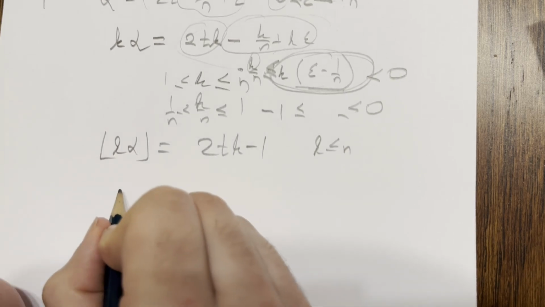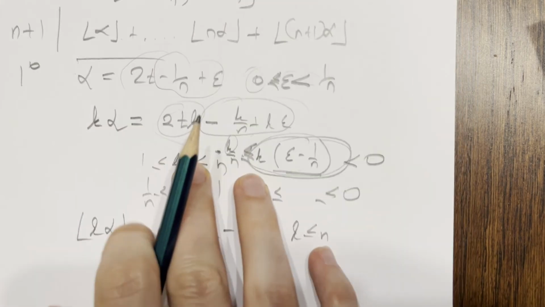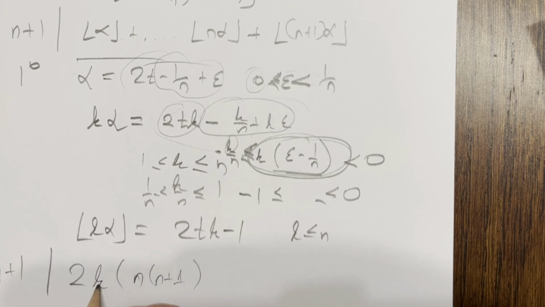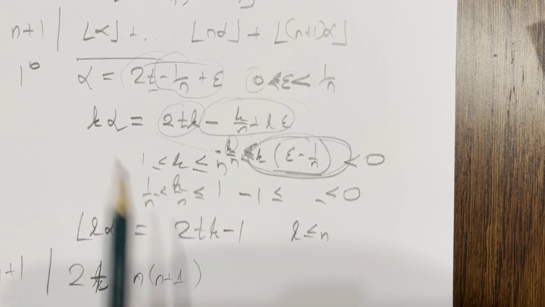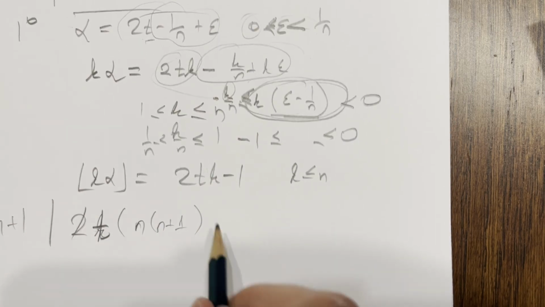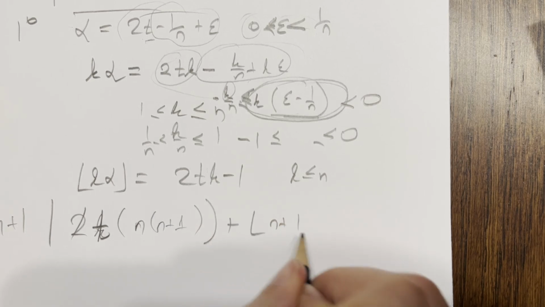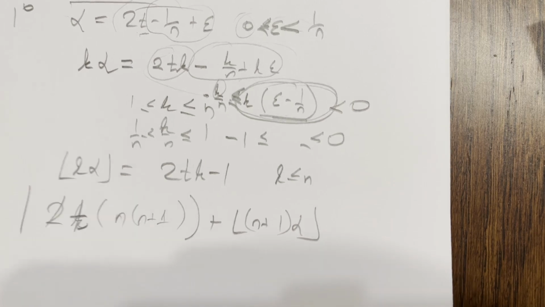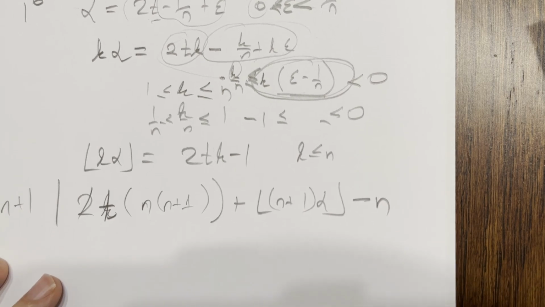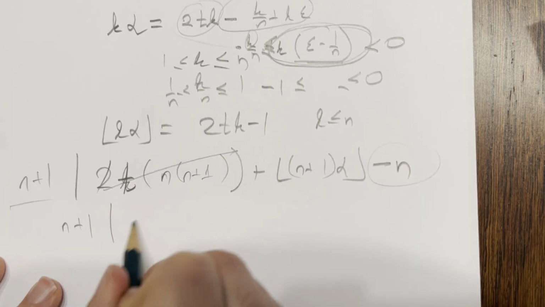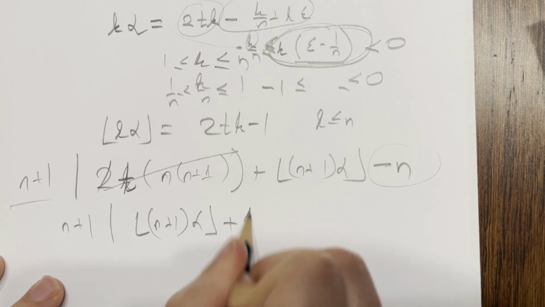And now what do we have? We have that this whole sum over here, n plus 1 must divide 2t, n times n plus 1 over 2, so it must divide this, and then we have plus n plus 1 alpha, and I have minus n. So now we can get rid of this, we can add n plus 1, and we get n plus 1 divides the floor of n plus 1 alpha plus 1.